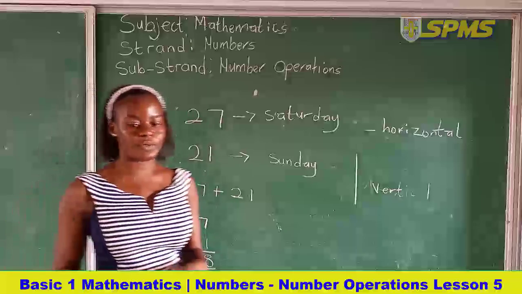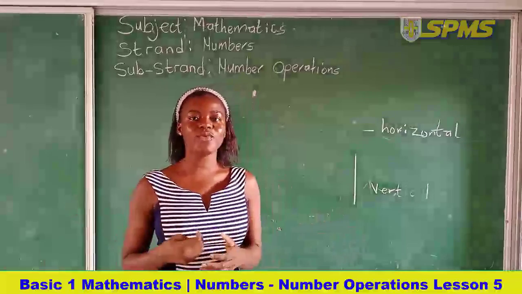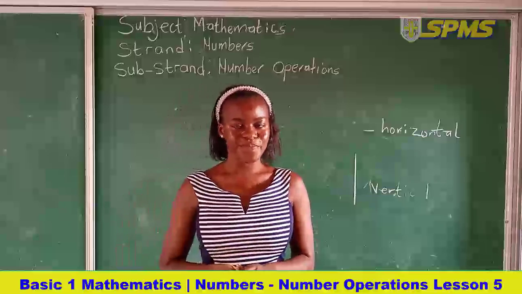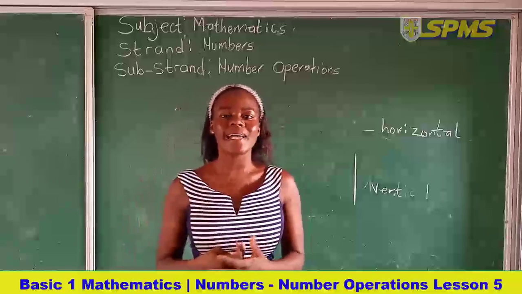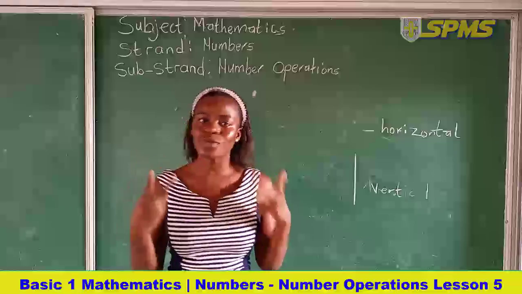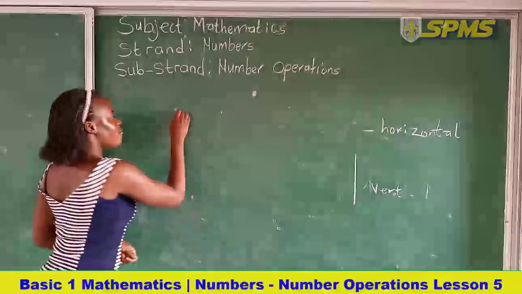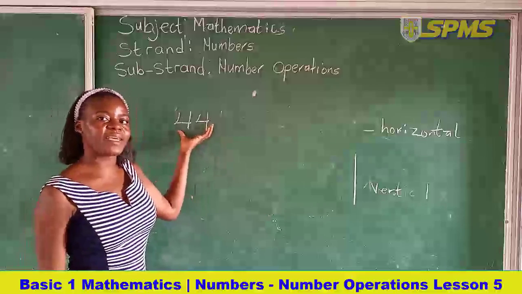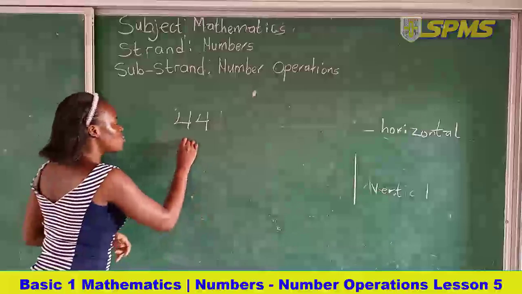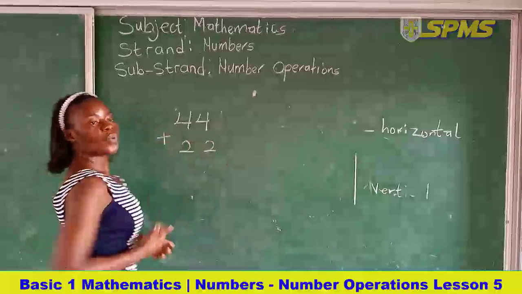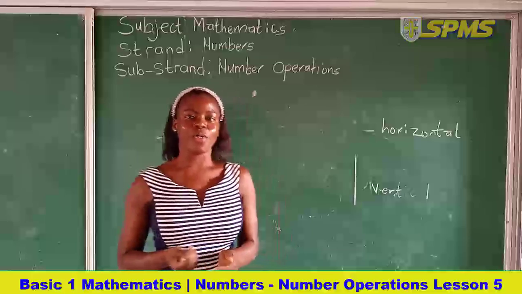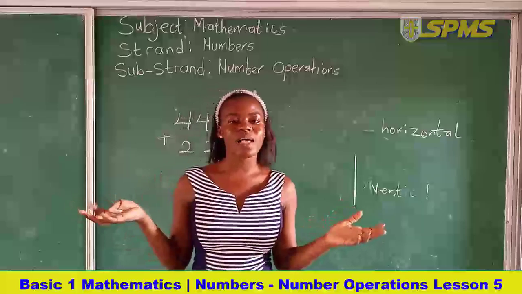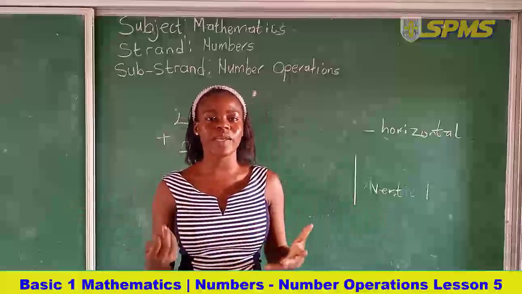Okay, let's move on. My last story. Jane got 44 candies on her birthday, and her mother added an additional 22 to it. What will be the total number of candies when added together?